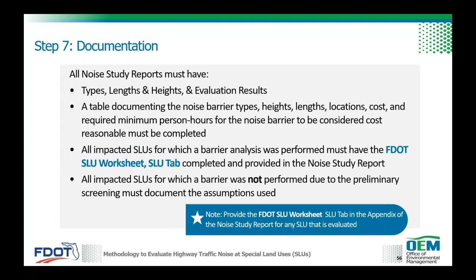A table documenting the noise barrier types, heights, lengths, locations, cost, and required minimum person hours for the noise barrier to be considered cost reasonable must be completed and provided in the noise study report. An example table is provided on the next slide. Additionally, all impacted special land uses for which a barrier analysis was performed must have the FDOT Special Land Use Worksheet, Special Land Use tab completed and provided in the noise study report. All impacted special land use for which a barrier was not performed due to the preliminary screening must document the assumptions used and why a noise barrier evaluation was not performed.